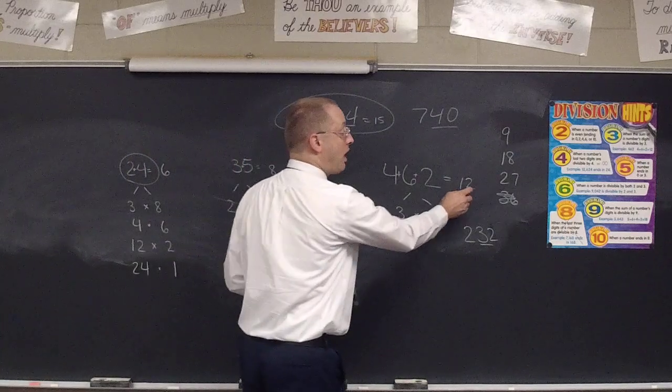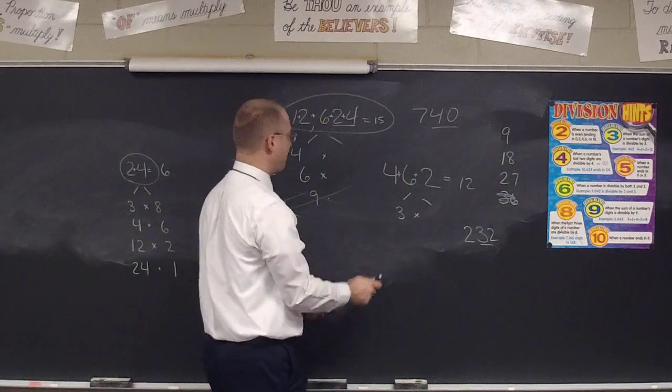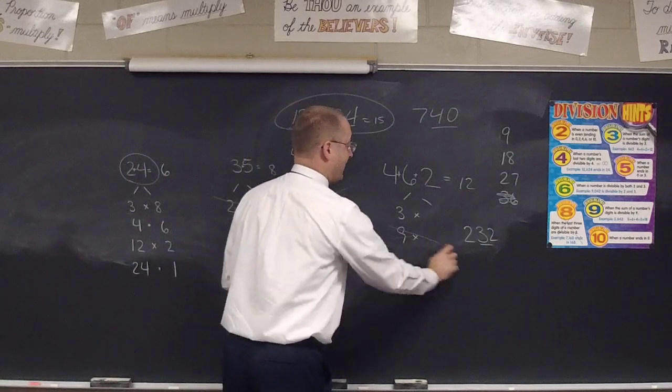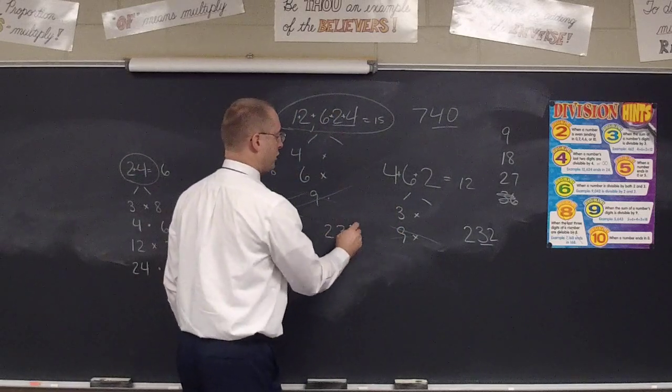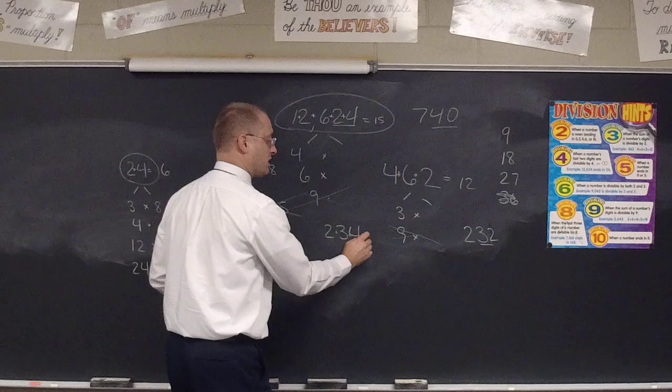Does 9 go evenly into 12, class? No. So 9 is not one of the factors. 3 is, but 9 isn't. What if I had 234? What do you get if you add these digits, class?